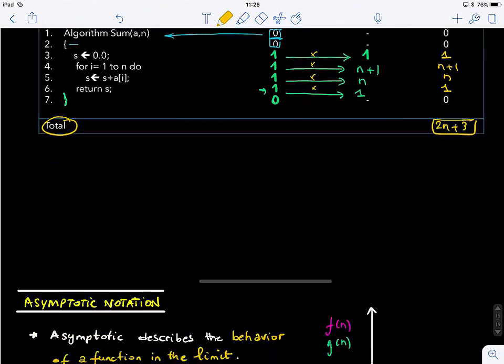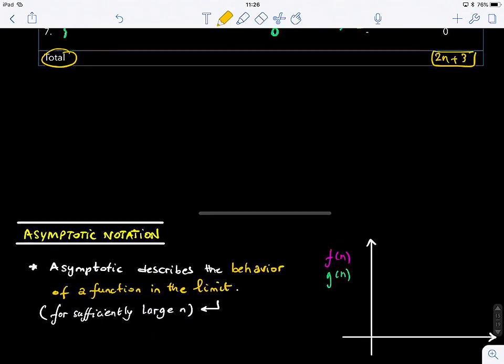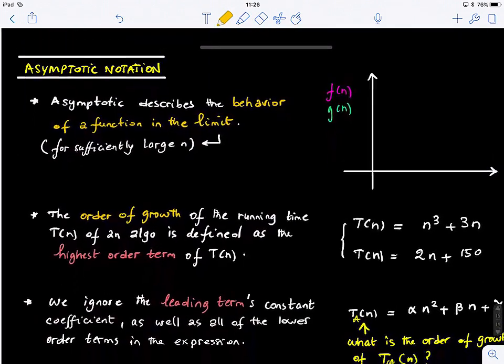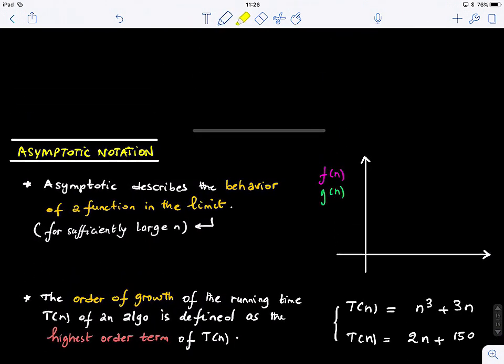Great. So now, after looking at that, let's look at how we're going to analyze the behavior of this algorithm. We will look at what we call the asymptotic notation. We know up to this point that the running time, or the number of time steps, for our algorithm A, computing the sum of the elements of an array, is 2n plus 3.